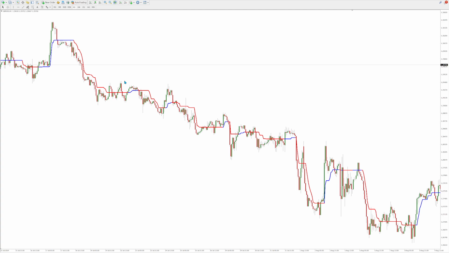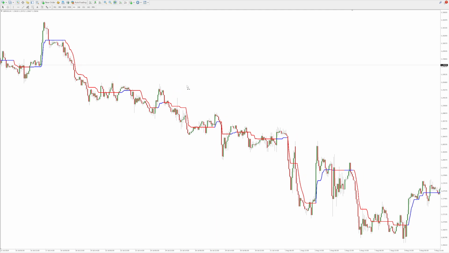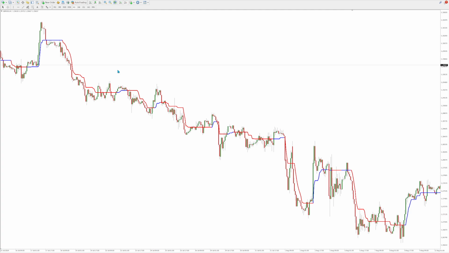I'll be honest, I don't think it does a great job. I mean, that may be a bit harsh, but I just prefer to mark my own support and resistance levels. It doesn't take a minute to do, and you can see things that perhaps an indicator won't. For example, I would say that this is a support level here.